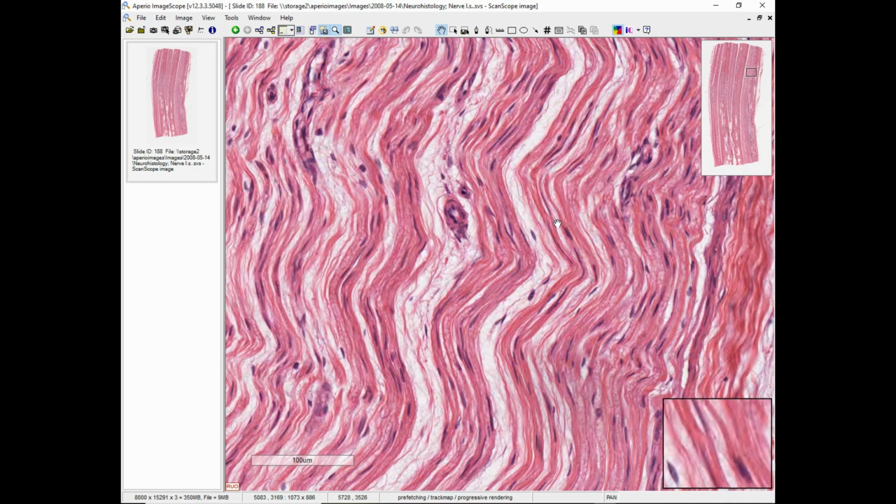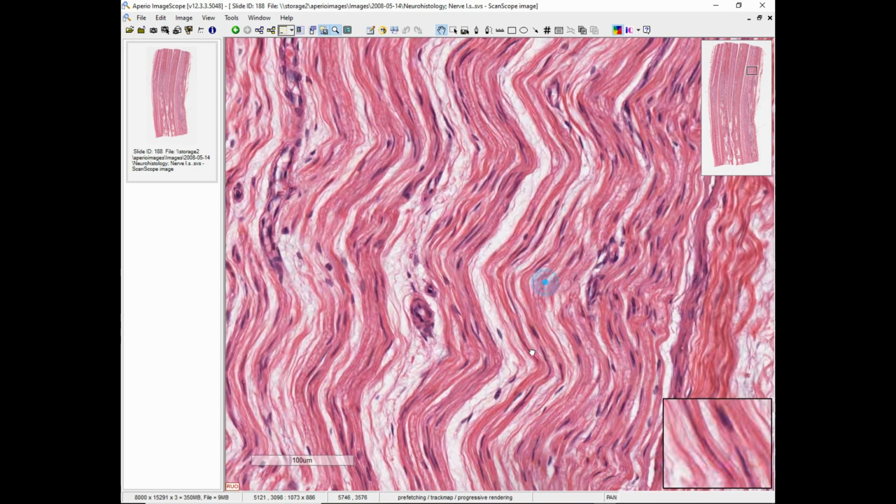And there are a ton of Schwann cell nuclei throughout this area because each Schwann cell forms a myelin sheath or supports an area of an axon, just a small bit of it. So each axon has many, many Schwann cells up and down its length, and each of its neighboring axons also has many Schwann cells up and down its length.